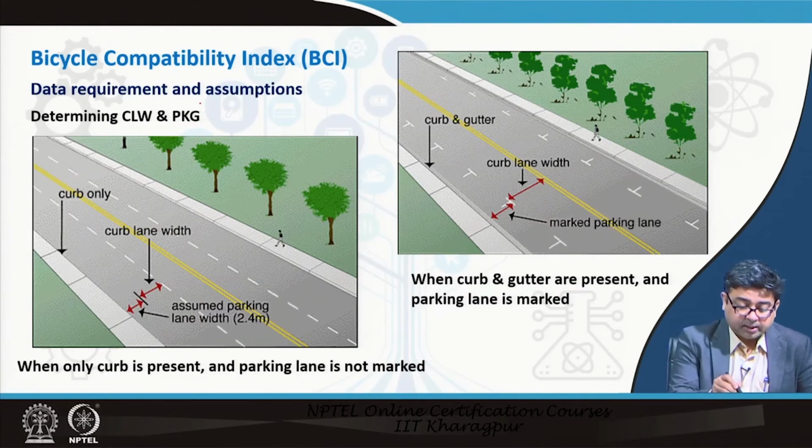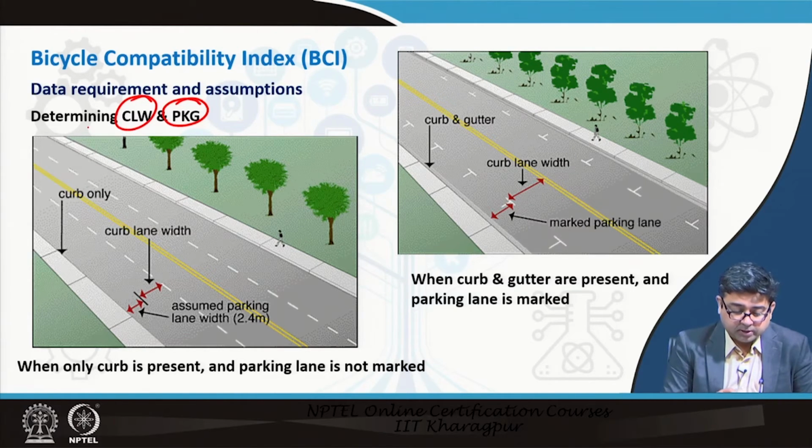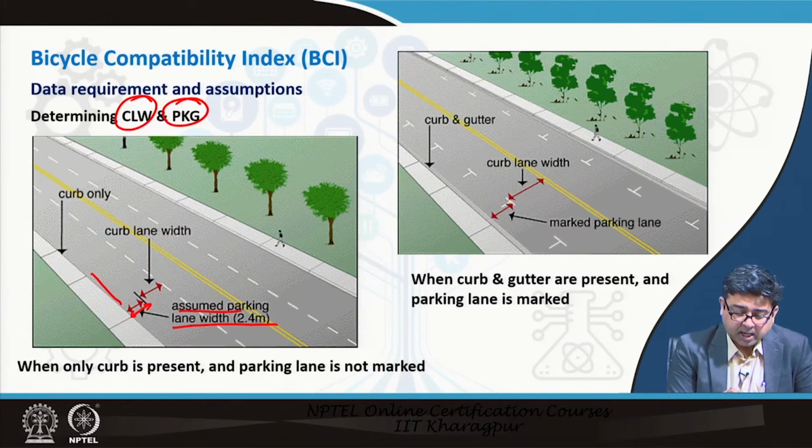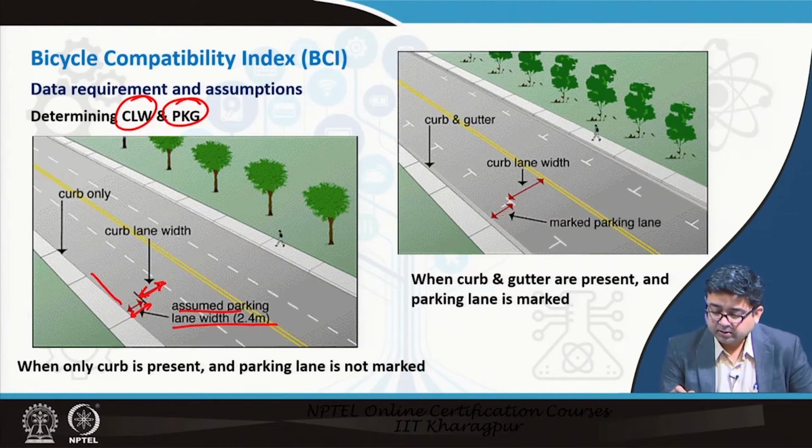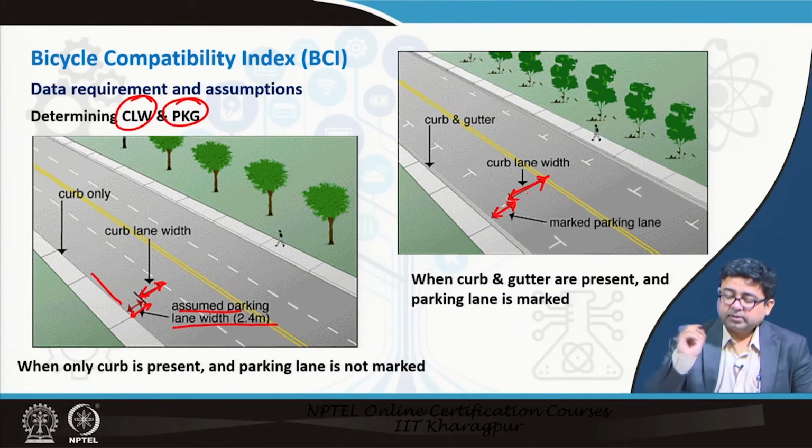Now, when determining parking, if there is parking and you want to determine the curb lane width, it is assumed, if the parking lane is not marked but parking is allowed along the curb, that the assumed parking lane width is 2.4 meters wide. So, you leave 2.4 meters and then you determine the curb lane width as the rest, whereas if it is marked, then you already know where parking is available and the rest of it is the curb lane width.